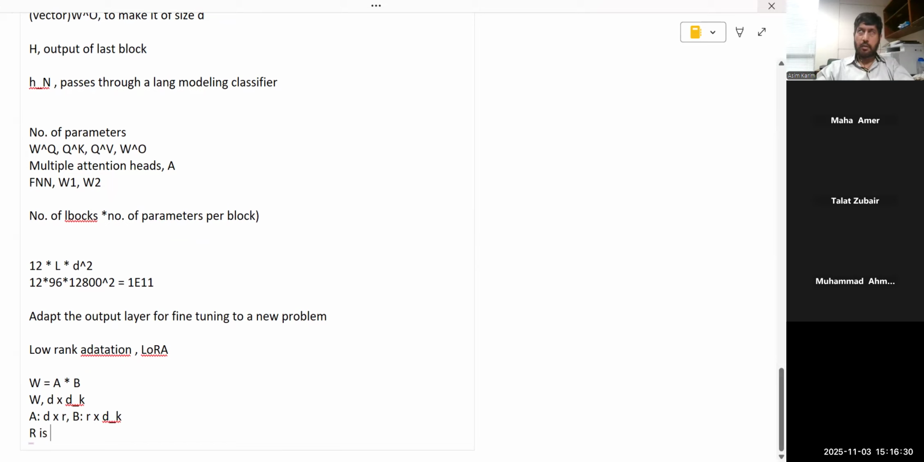R is much less than D and DK. ठीक है, so usually it can even be 2, 3 or 4. So in other words, आपका जो A और B matrix हैं वो बहुत छोटे छोटे matrix हैं, and we are approximating our big matrix by the multiplication of these two matrices.